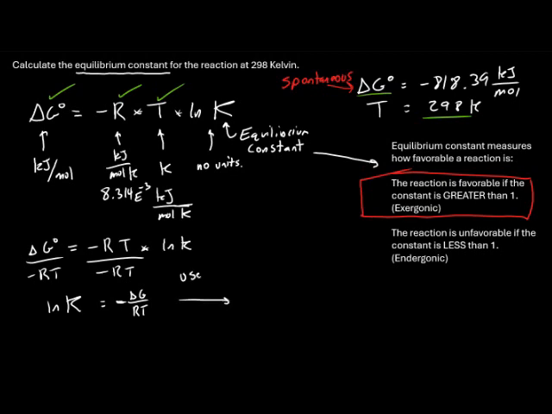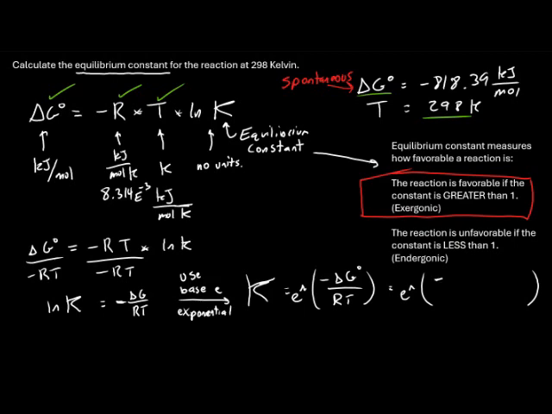To remove the ln, we will use a base e exponential. Once we do that, our equation will look like K equals lowercase e raised to negative delta G standard over RT. So let's place the delta G in its position. We will have negative of negative 818.39 divided by parentheses R, which is 8.314 e negative 3 times temperature, which is 298. In your calculator, make sure that you place the denominator in its own set of parentheses so you don't accidentally do the wrong operation. So we start by entering lowercase e raised, open parentheses, negative of negative, which really we can change to positive, 818.39 divided by 8.314 e negative third times 298.